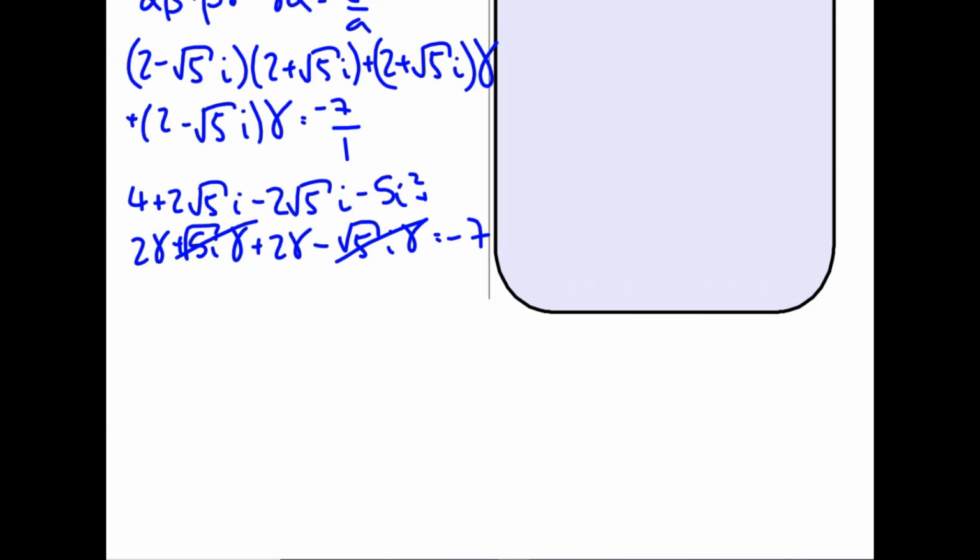Tightening this up a bit, so my surds cancel out here as well. So I've got 4 minus 5i squared is minus 1, so that's 9 plus 4 gamma equals minus 7. Minus the 9 and divided by 4 gives me gamma is minus 4.